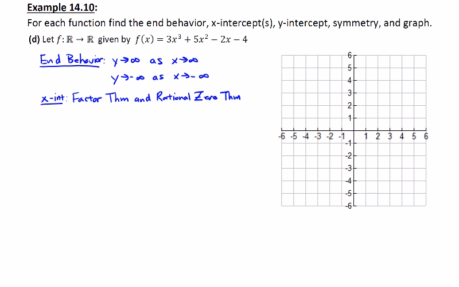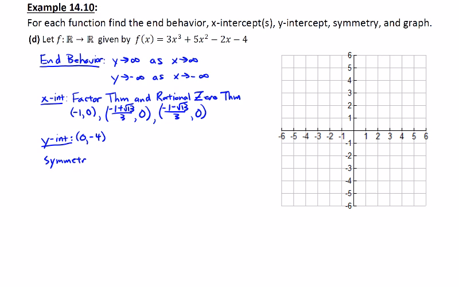Here's what they are. Your x-intercepts are at -1, 0. They are at -1 plus the square root of 13 over 3, 0, as well as -1 minus the square root of 13 over 3, 0. And the y-intercept is not going to be the origin this time, since I don't have an x-intercept at the origin. You will calculate your y-intercept to be located at 0, -4. And as far as the symmetry is concerned, there is going to be no symmetry.